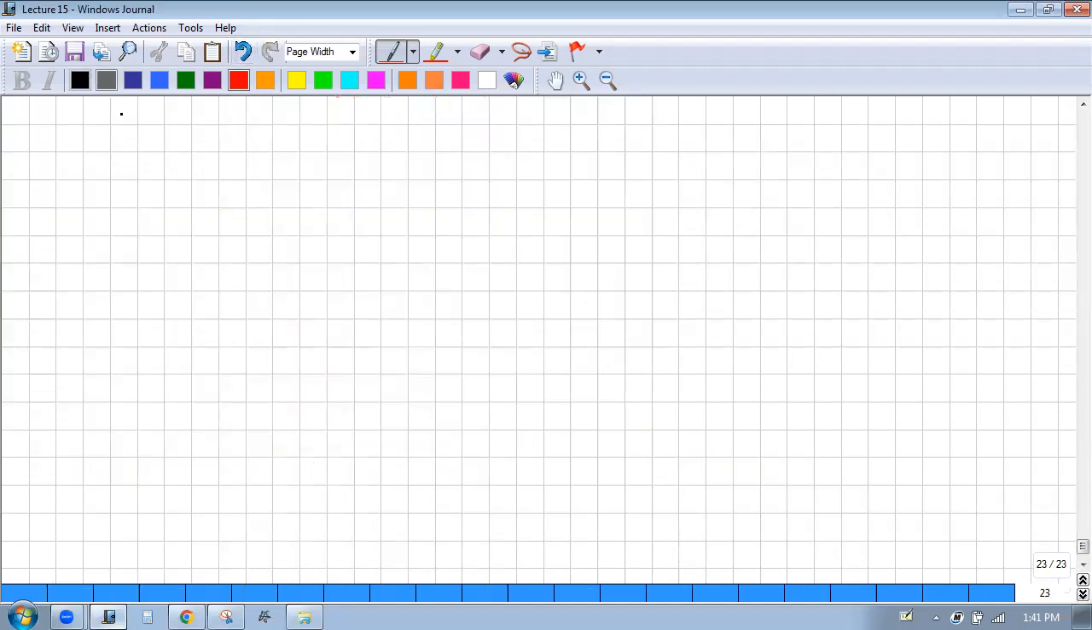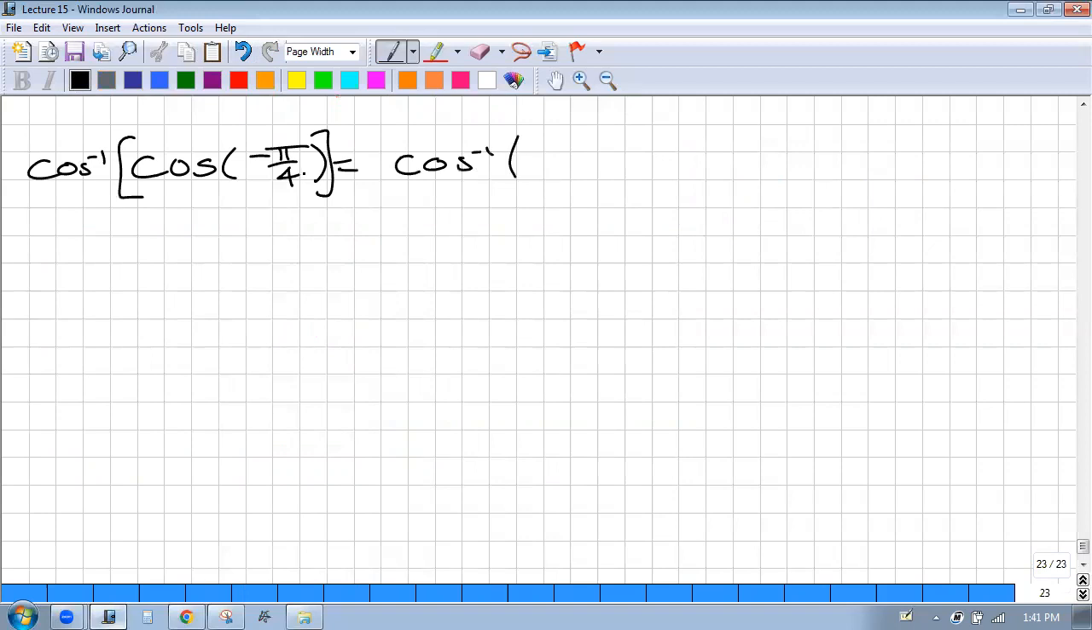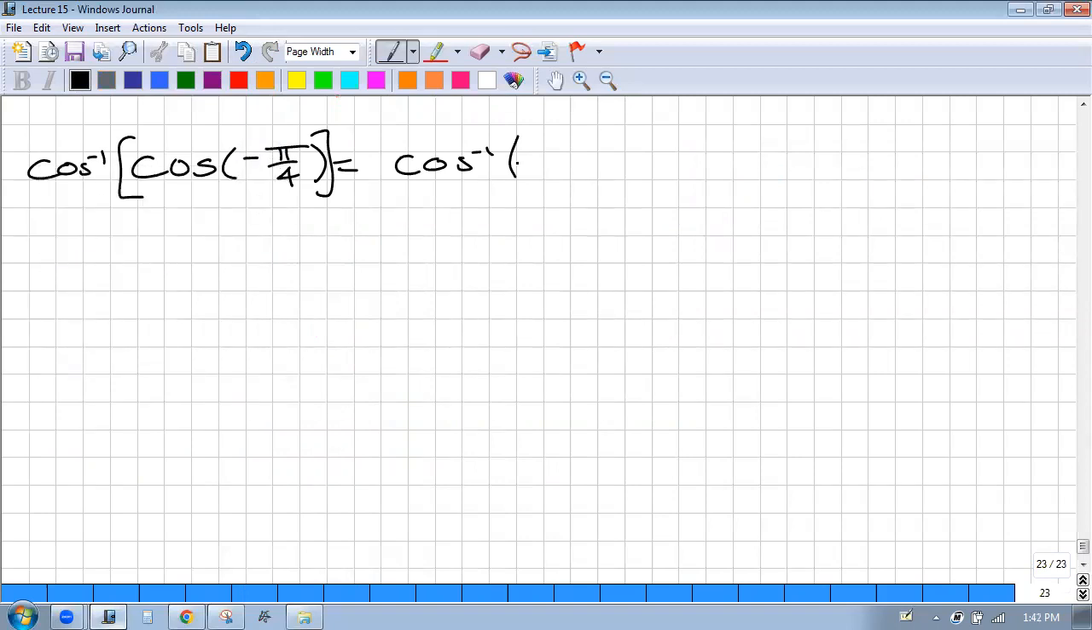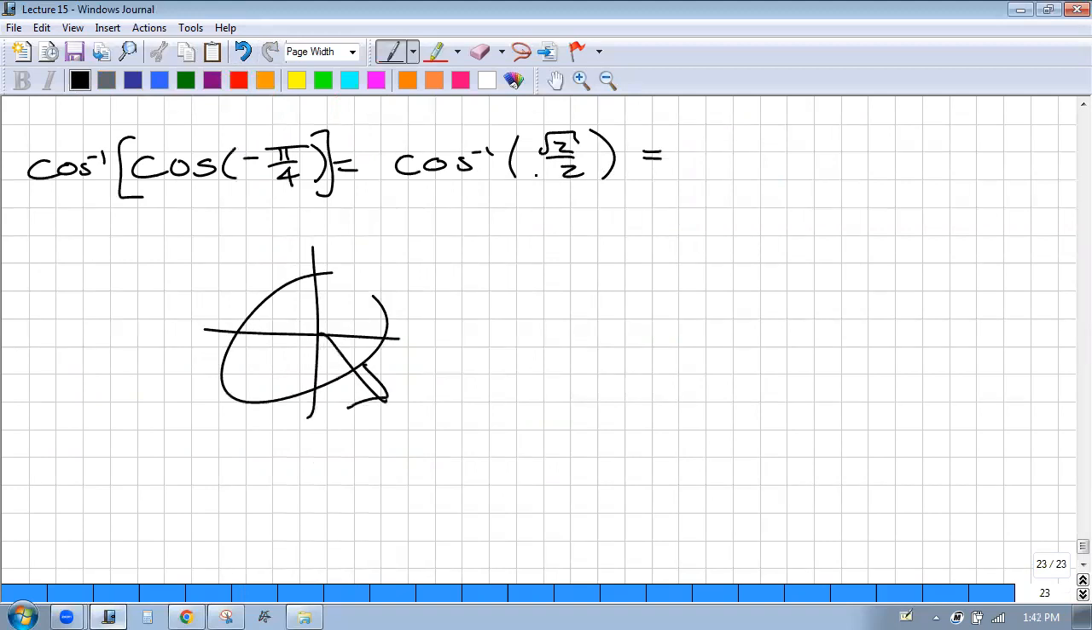So for example, cosine inverse of cosine of minus pi over 4. Cosine of minus pi over 4 is root 2 over 2. So here's minus pi over 4. This guy has no idea about this angle. All it's seeing is root 2 over 2. It doesn't know where it came from. It says, oh, it must have come from here.